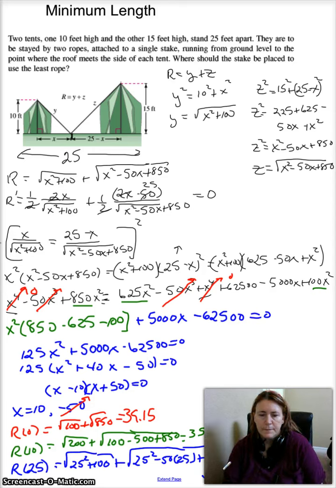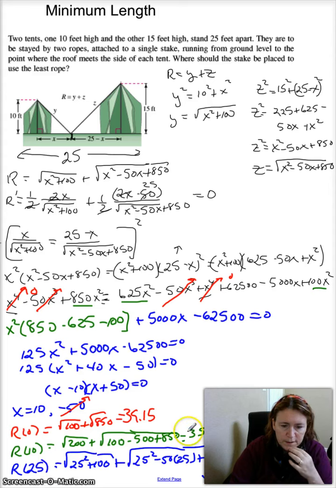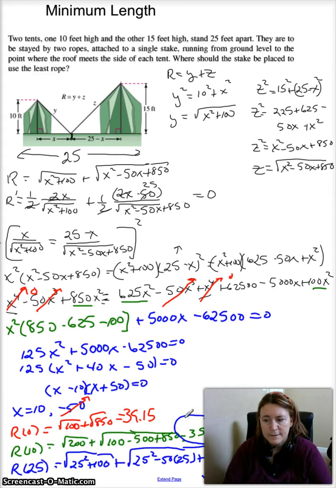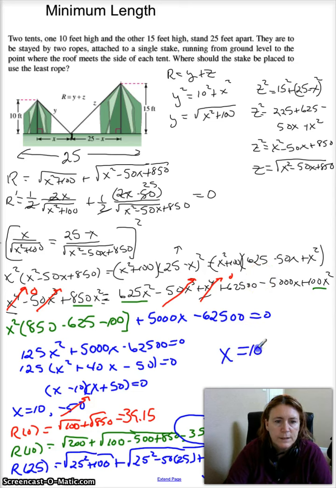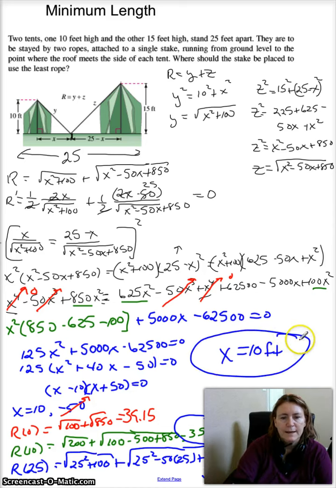All right. Now, what were we asking for? We want to use the least amount of rope. Which one of these is the least? Well, lo and behold, r equals 10 is the least. So we want to place it at x equals 10 from the left. And there's our answer. It's a lot of algebra.